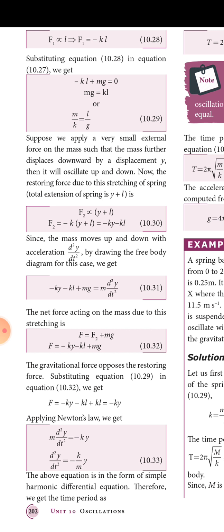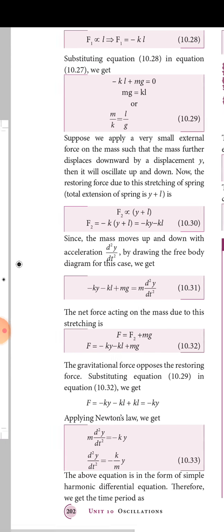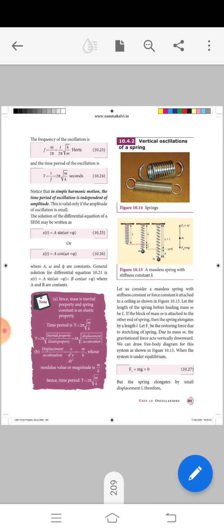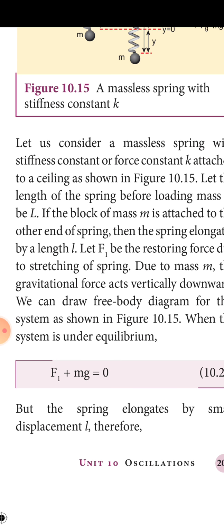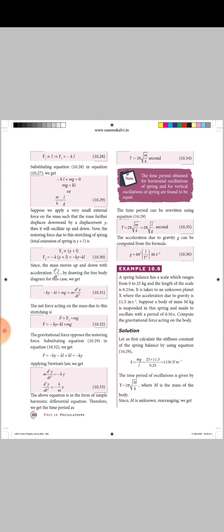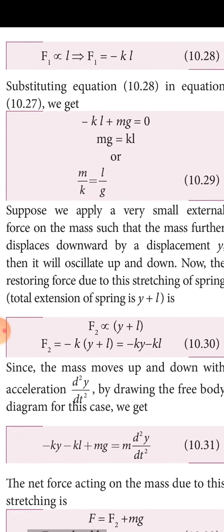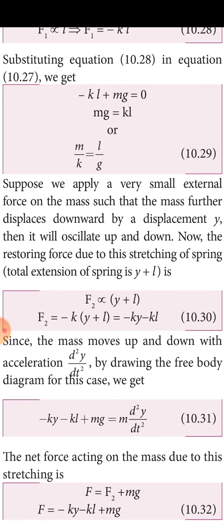And then substitute equation 10.28 in equation 10.27. Equation 10.27 is F1 plus mg equals 0. We know that F1 equals minus kl, so substitute the value of F1. So minus kl plus mg equals 0. So mg becomes kl. So we modify this equation: m by k equals l by g.